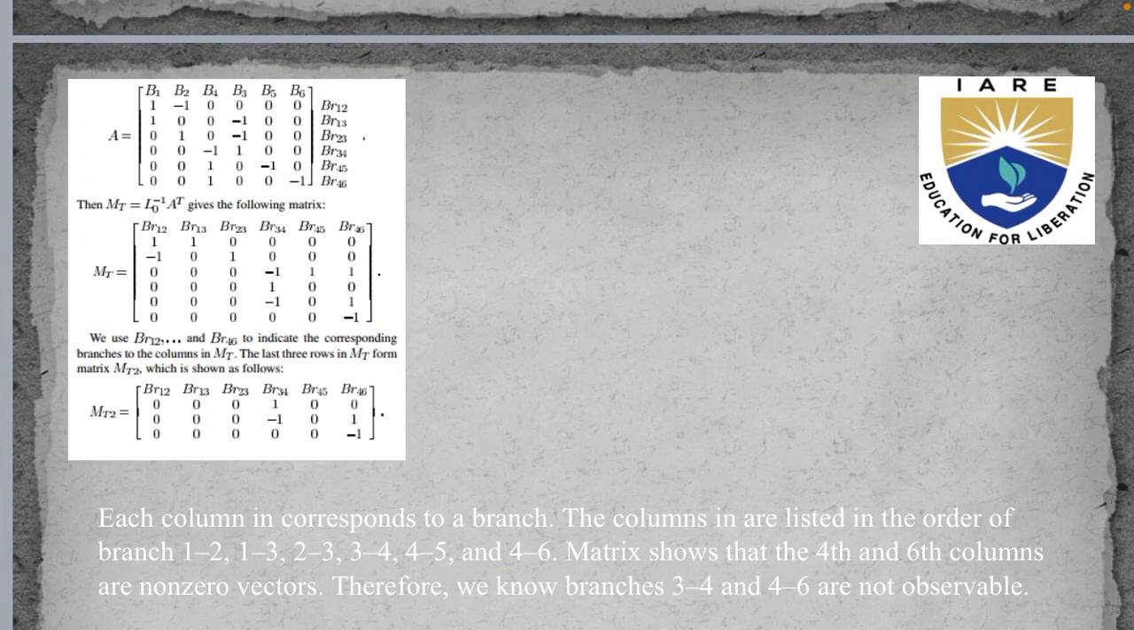In the above matrix, each column corresponds to a branch. The columns are listed in the order of branches 1-2, 1-3, 2-3, 3-4, 4-5, and 4-6. The matrix shows that the fourth and the sixth columns are non-zero vectors. Therefore, we know branches 3-4 and 4-6 are not observable.